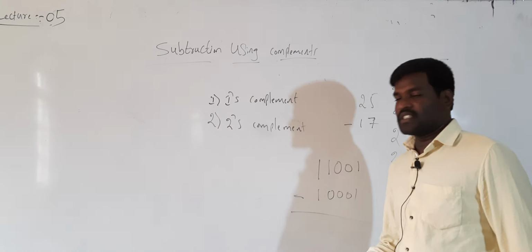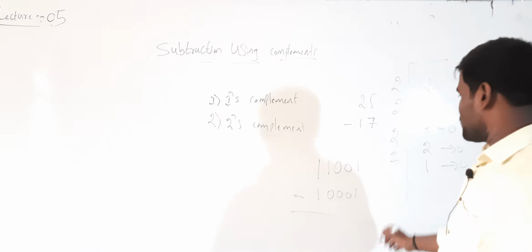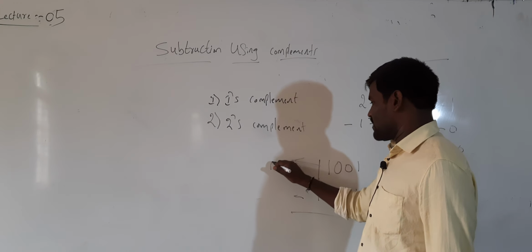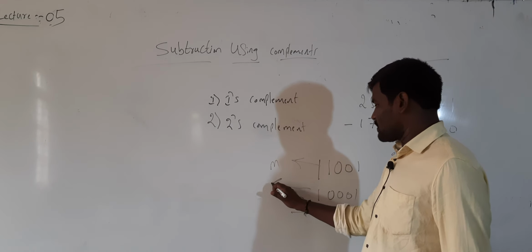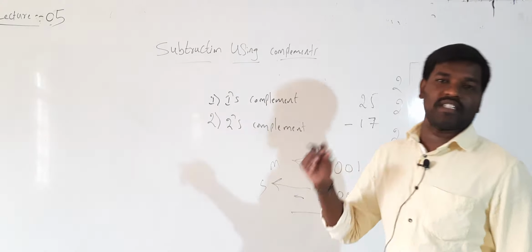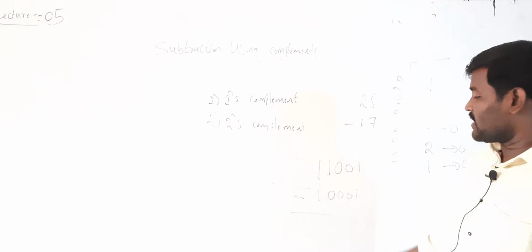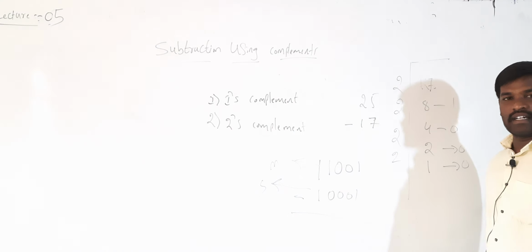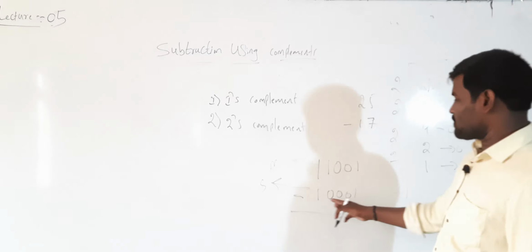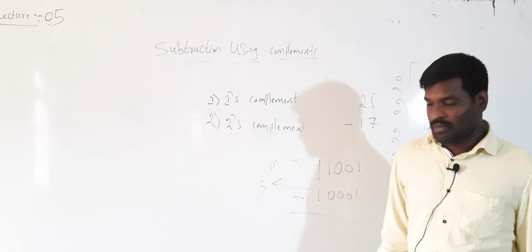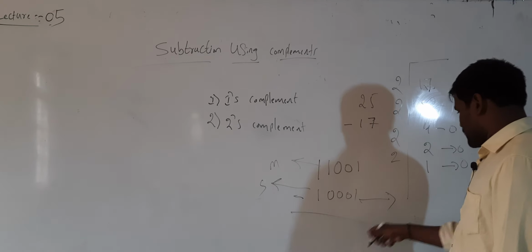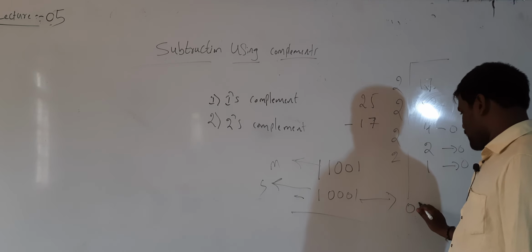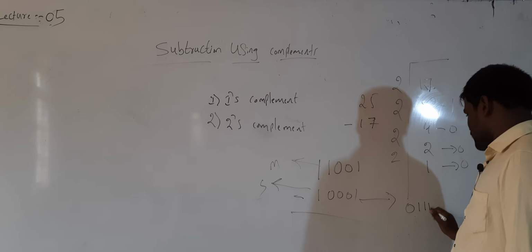For which number do we have to apply the ones complement? This is called the minuend. This is called the subtrahend. Always the upper bits indicate the minuend and the lower bits indicate the subtrahend. So we convert the subtrahend into the ones complement. The ones complement is 0 1 1 1 0.